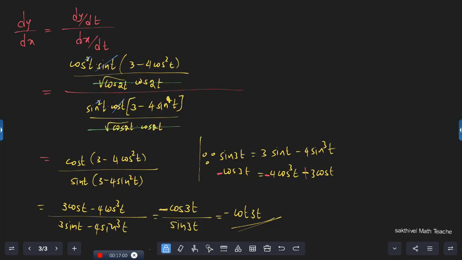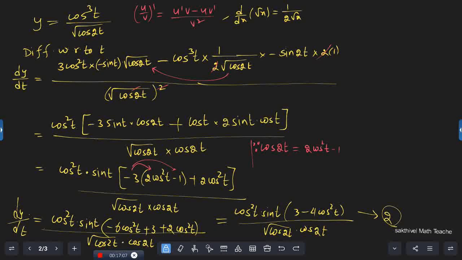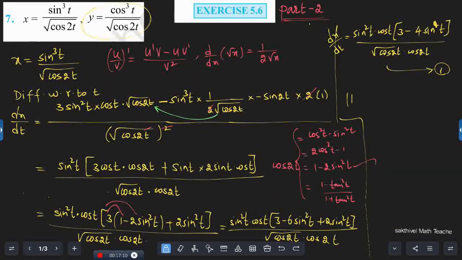This will surely be asked as a 5 mark question. Suppose they ask a 3 mark question, listen, what do you have to do? Similarly, dy by dt is equal to the numerator alone, sin square t into cos square t, and 3 minus 4 sin square t into cos square t. The denominator as it is you write. Don't change anything.